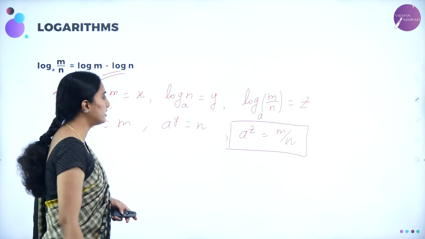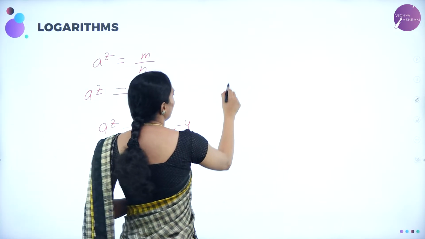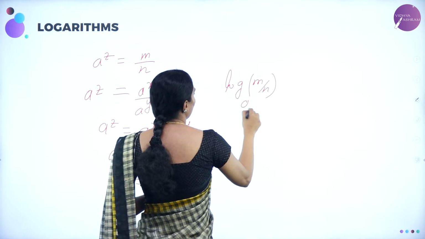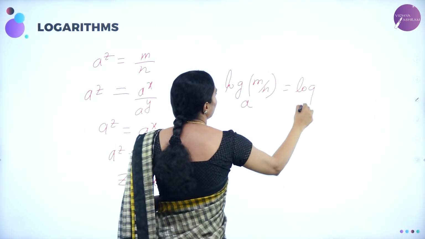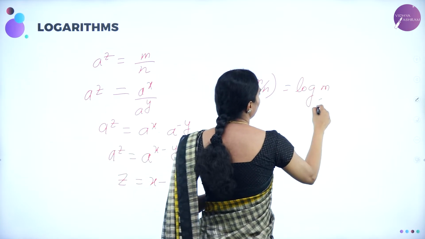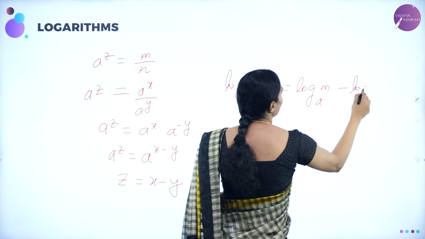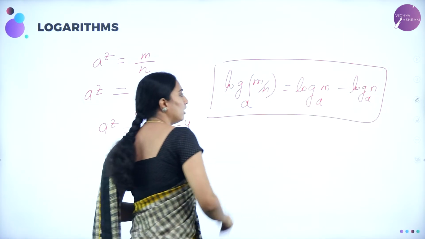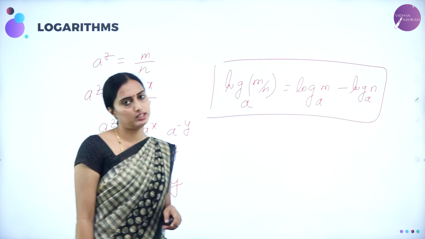Now, substitute z. Z is nothing but this one. So, therefore, log m by n to the base a is equal to log m to base a minus log n to base a. Is that easier, dear students? This is the second law of logarithm.